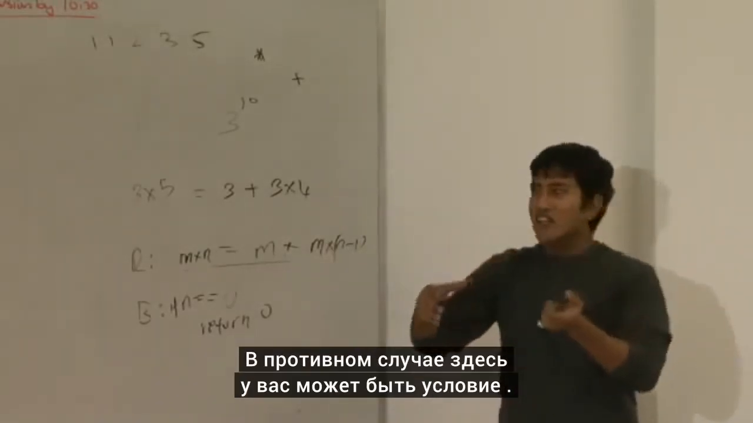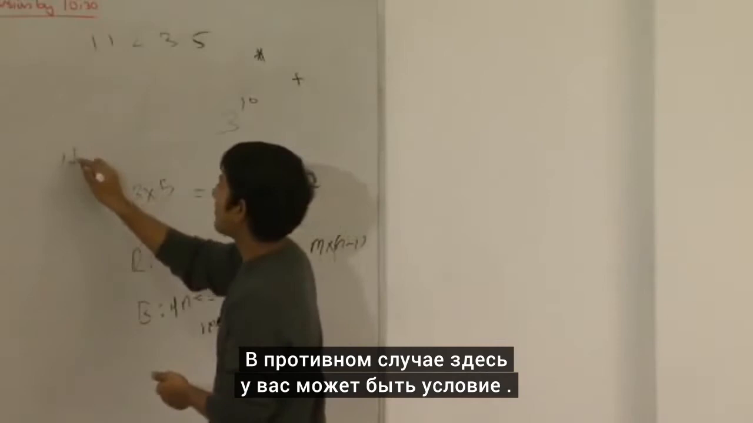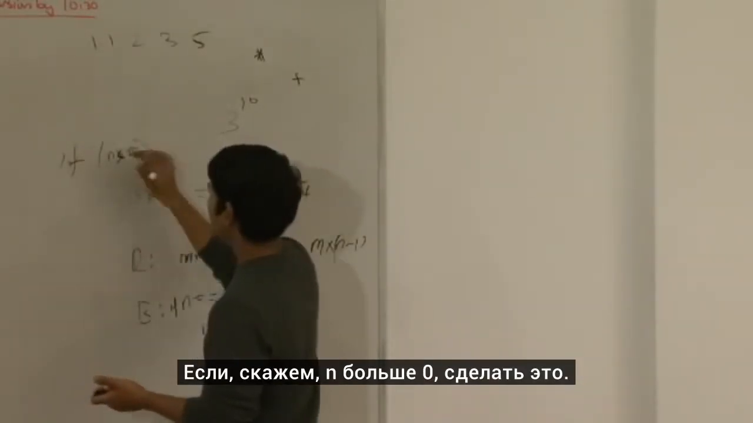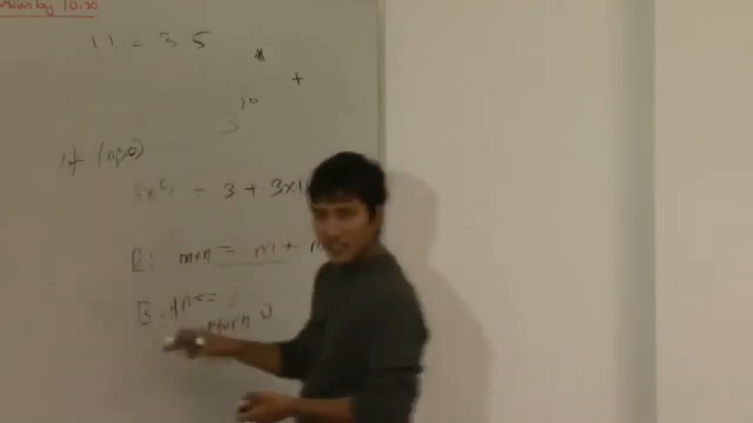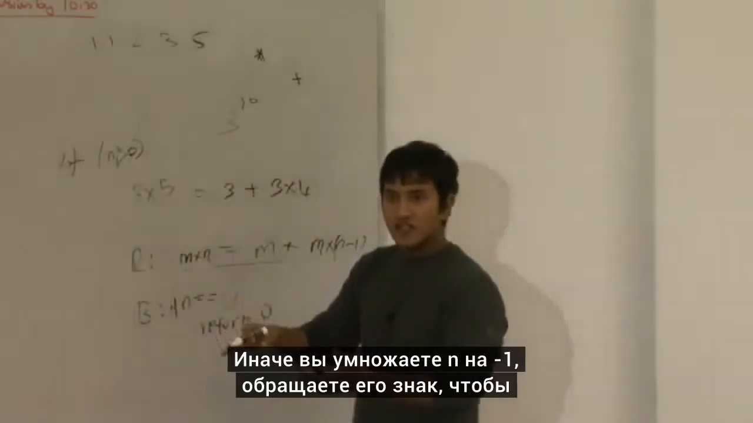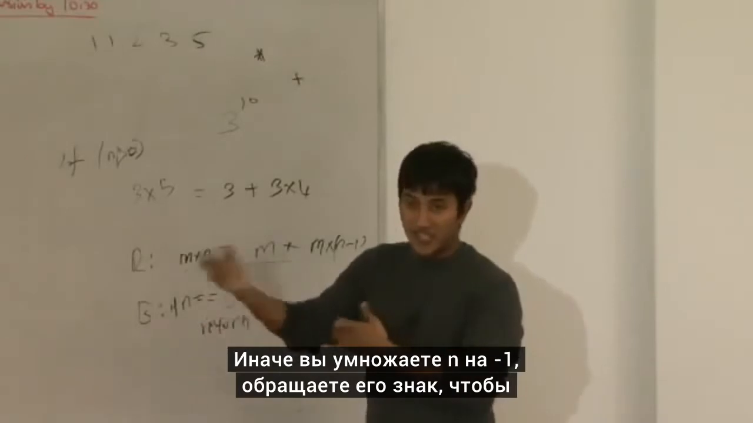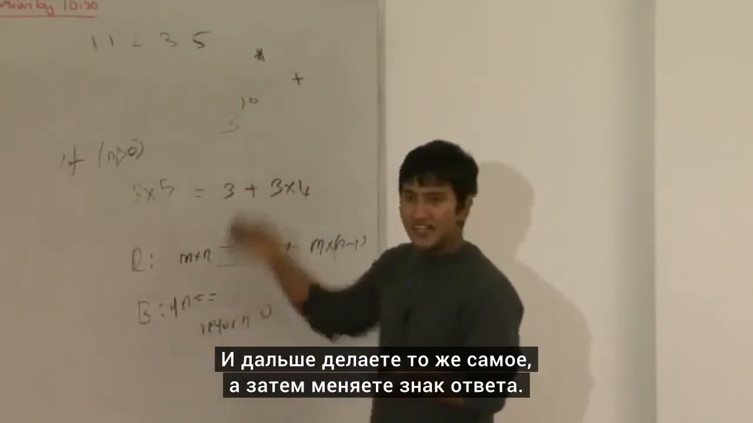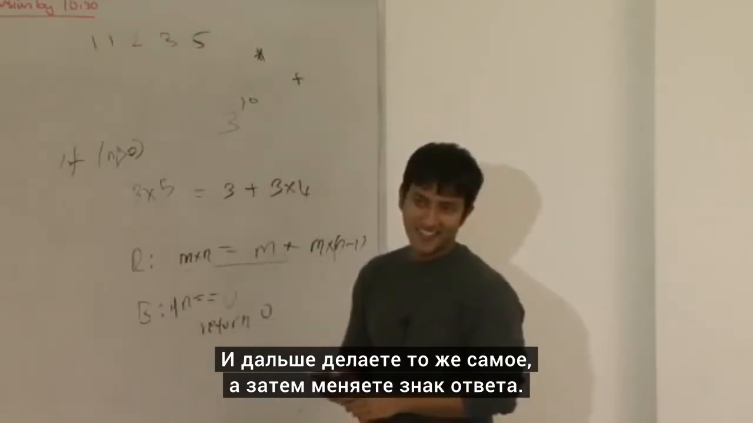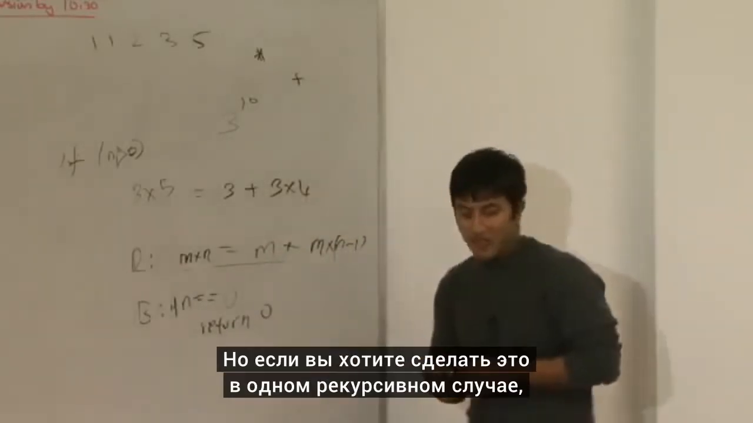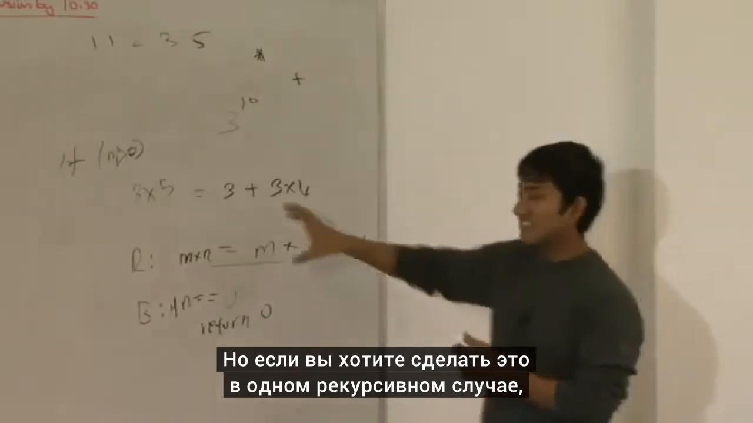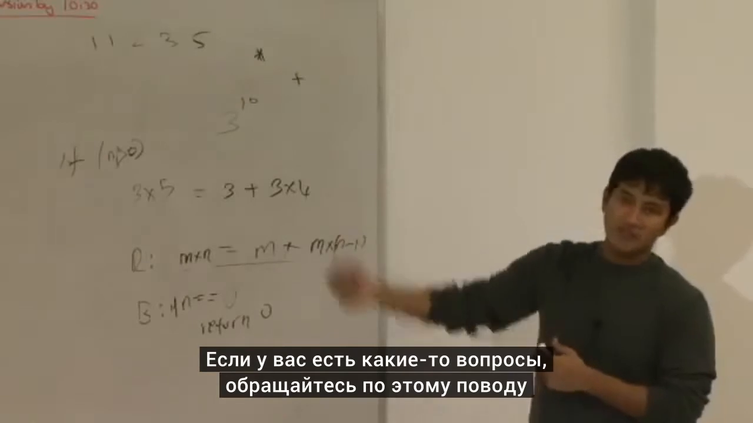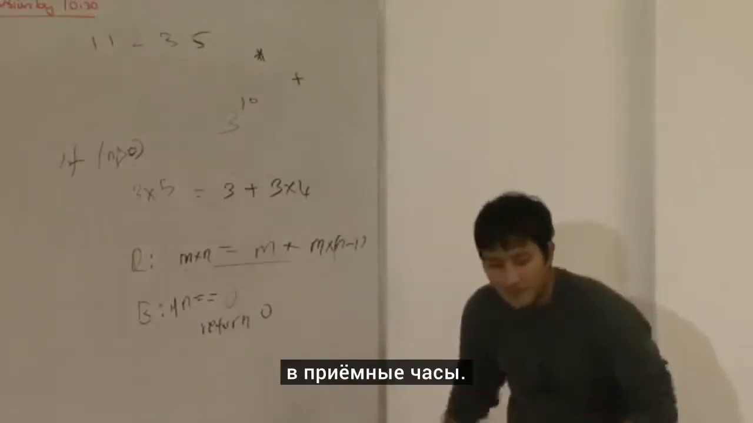Otherwise, you could have had an if condition here. If say n is greater than 0, do this. Else, you multiply n by minus 1, you negate that, so it becomes positive, and do it the same way, and then reverse the answer, right? So you could do that. But if you want to do it in the same recursive case, then you have to follow this. If you have any questions, come to the office hours, okay?